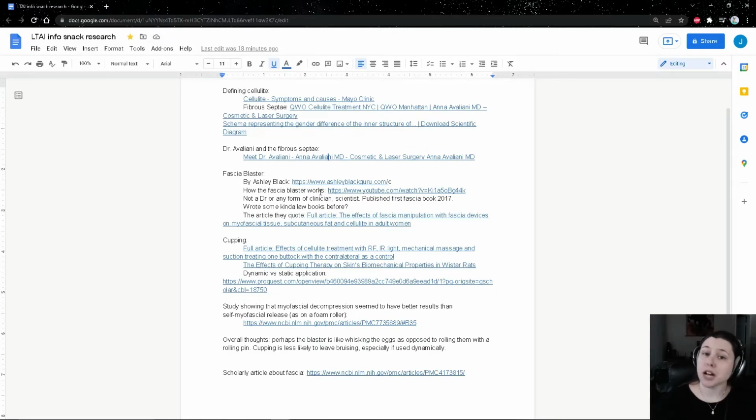So now let's talk about the fascia blaster. Now that we've defined cellulite, it's connective tissue that will get stretched out. It can be an accumulation of fat, where as someone gains more weight, the fat cells push up against the skin, and those fibrous threads are trying to keep the skin anchored in certain points, so it just makes those anchors more visible.